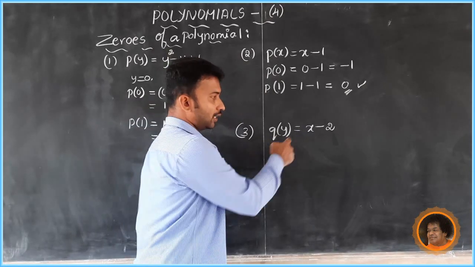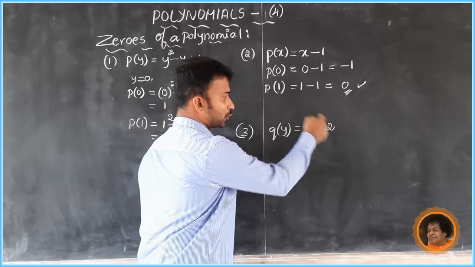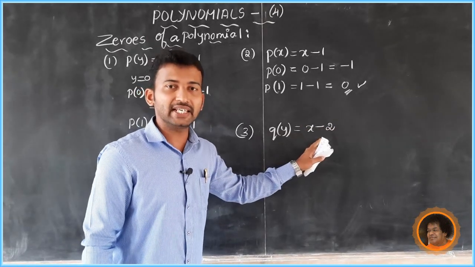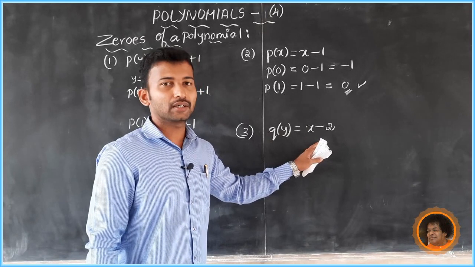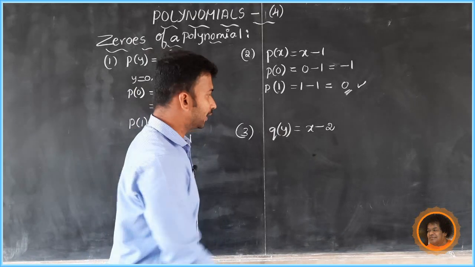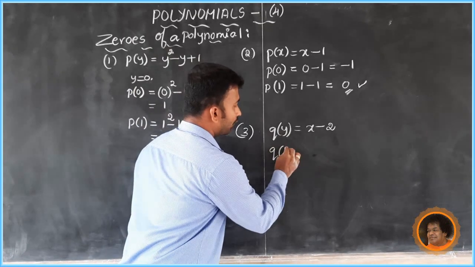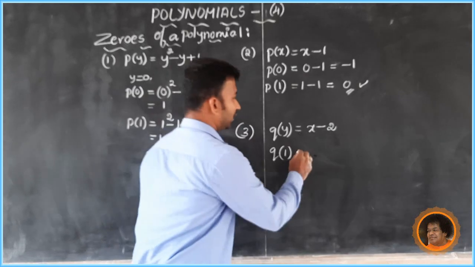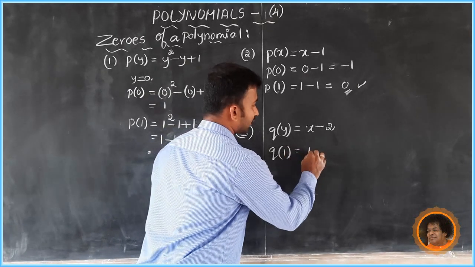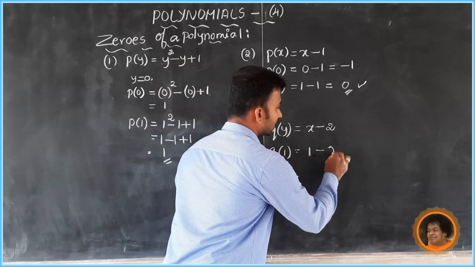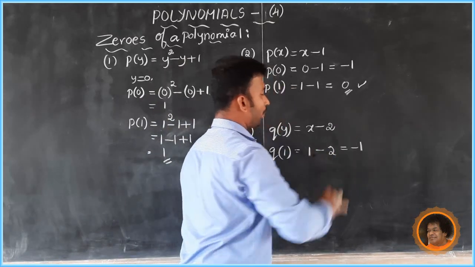Q of x is equal to x minus 2. X minus 2 is a linear polynomial in one variable x. Find q of 1. What is q of 1? We need to substitute x is equal to 1 in this polynomial. We get 1 minus 2 is equal to minus 1.